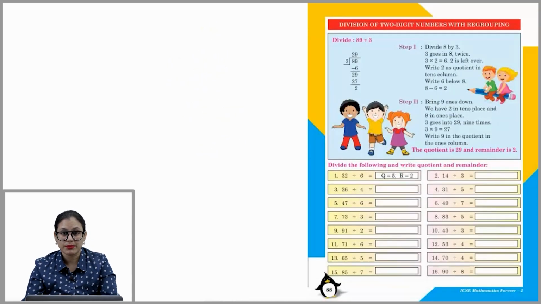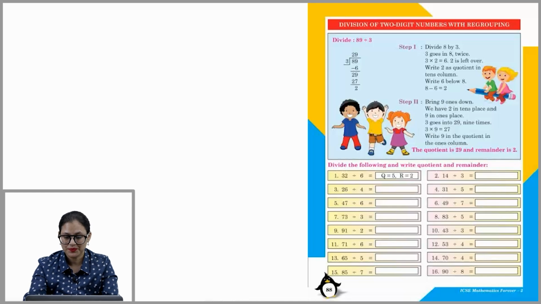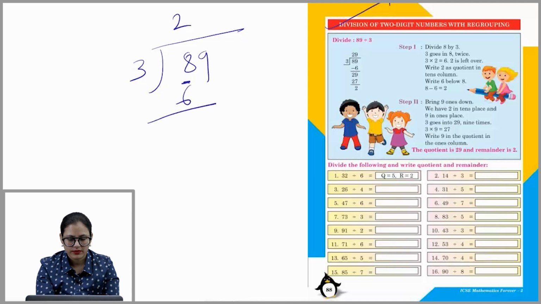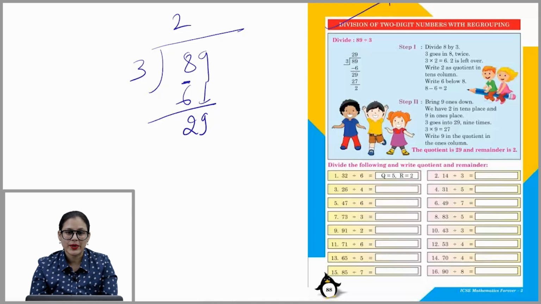Division of 2-digit numbers with regrouping. Divide 89 by 3. Step 1, divide 8 by 3. First we will take this number. 3 goes in 8 twice. 3 2s are 6, remainder 2, then we will bring down 9. Next, write 2 as quotient in 10s column and write 6 below 8.